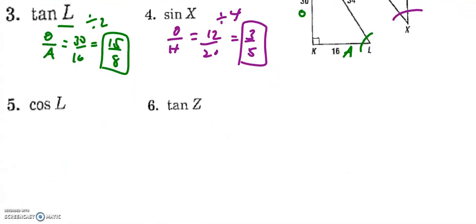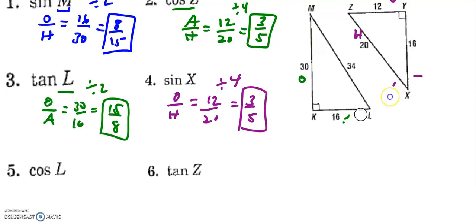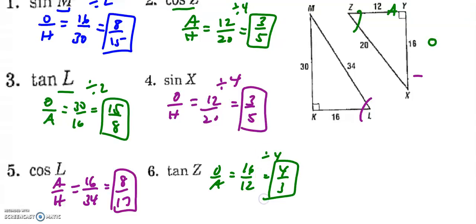Number 5, the cosine of L. I might need to scroll back up here for a minute. So the cosine of L, if we want to move a little bit more quickly now, cosine is adjacent over hypotenuse. So if this is L, the ratio would be 16 over 34. Both of these are divisible by 2. So 8/17 is the proper ratio. And then the tangent of z, looking from this perspective, tangent is opposite over adjacent, or in this case, 16/12. If I divide these both by 4, the final ratio would be 4/3.